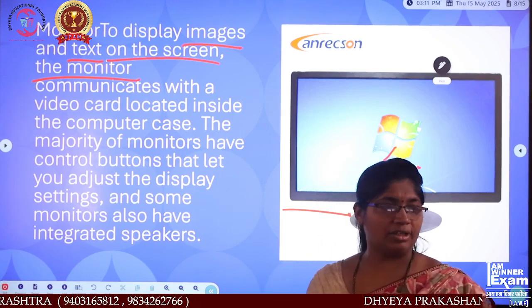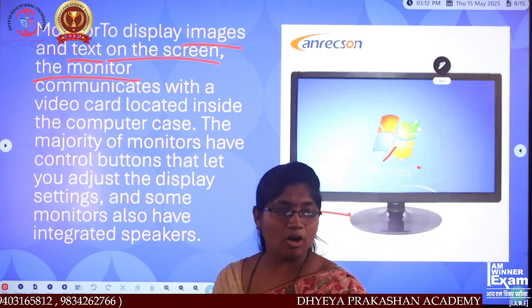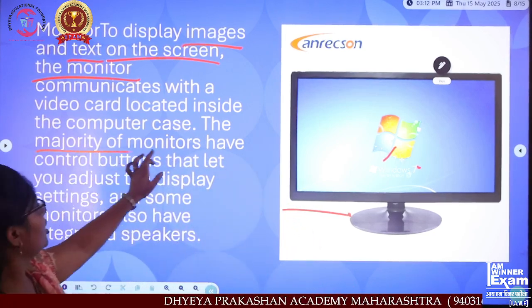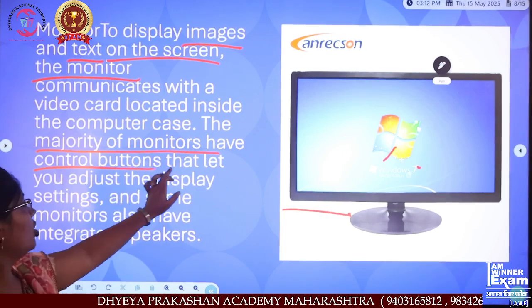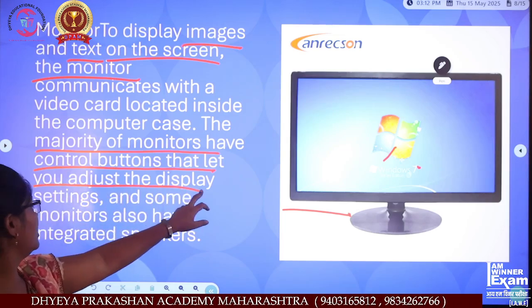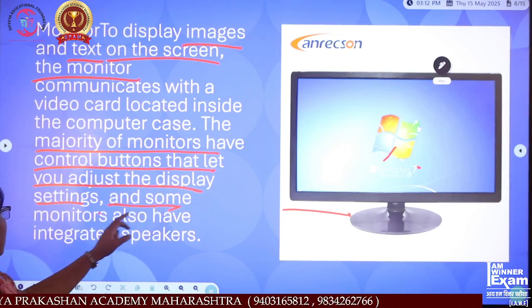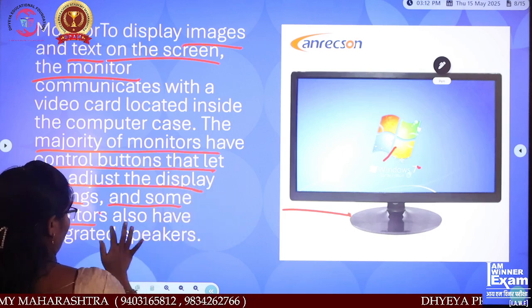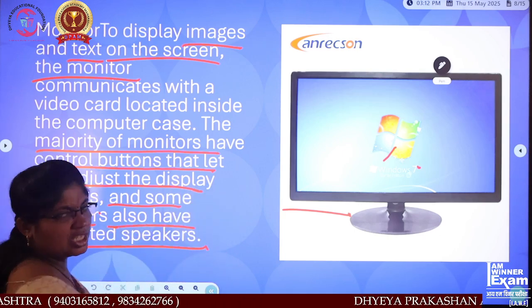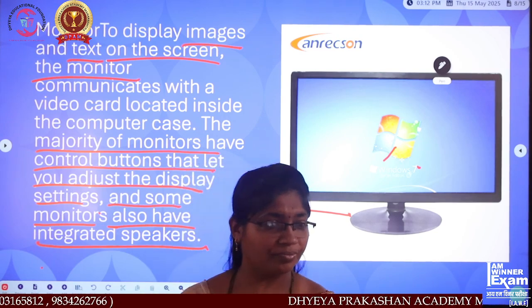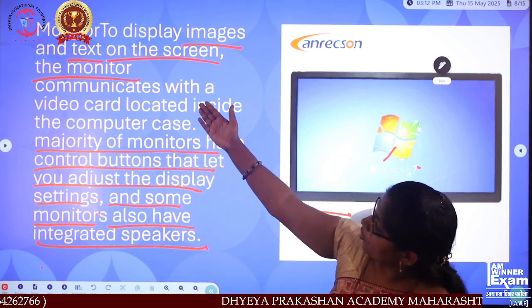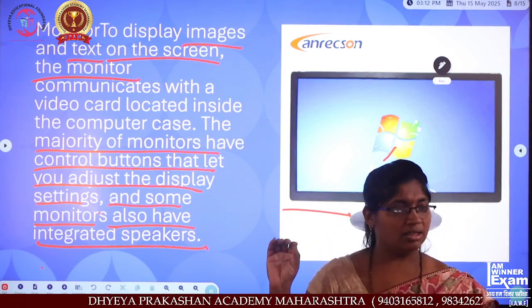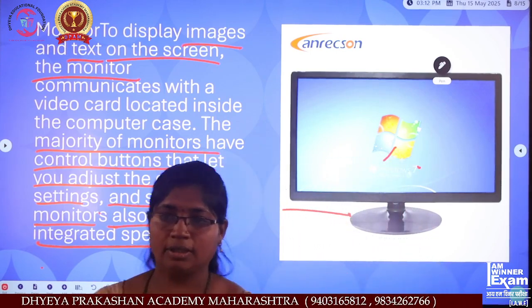The monitor communicates with a video card located inside the computer case. The majority of monitors have control buttons that let you adjust the display settings, and some monitors also have integrated speakers. Now you understand, the monitor is used to display images and text on the screen.